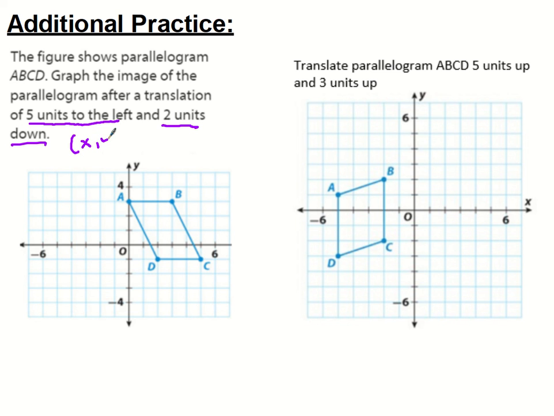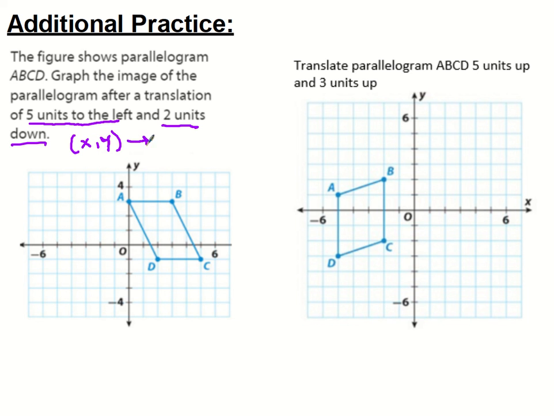Sometimes you're going to see this written algebraically. Every time we take a point, it's x and y. X is always the first number in an ordered pair. Y is always the second. So another way you're going to see this written, instead of a big paragraph, is: we're going to translate this parallelogram 5 to the left and 2 down.